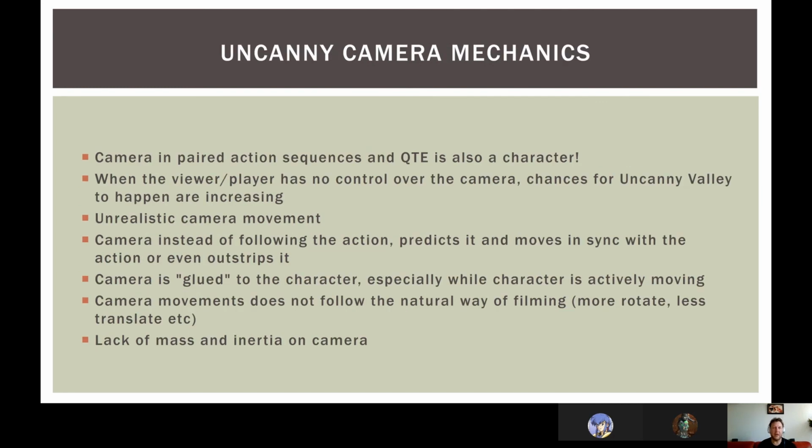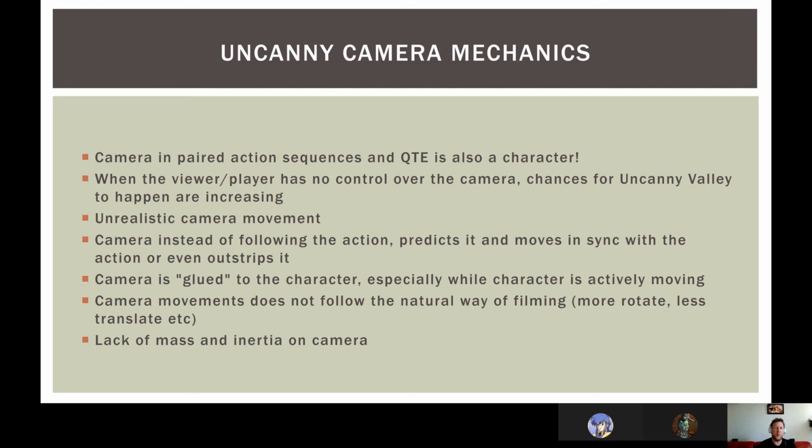Speaking about the camera, there is an uncanny valley for the camera movement too, actually. So basically, the camera in paired action sequences or quick time events or in cinematics is another character. And the way the camera moves is very important to have the proper feel of the acting for the characters. Even for Mortal Kombat, if you're working on the camera, this is very important, not just to show the whole image, the whole character, the whole figure on screen, but to show it properly.